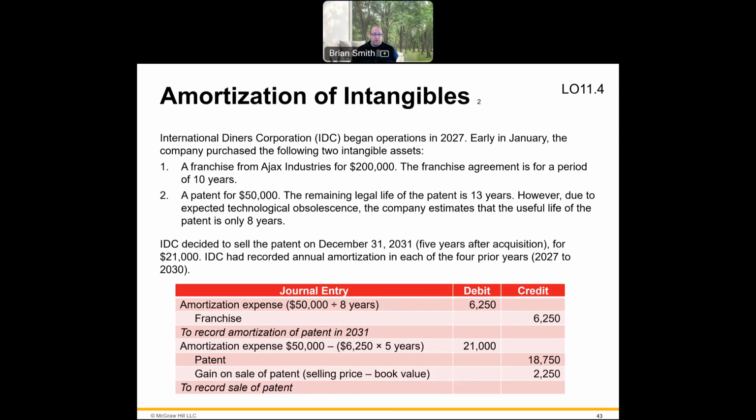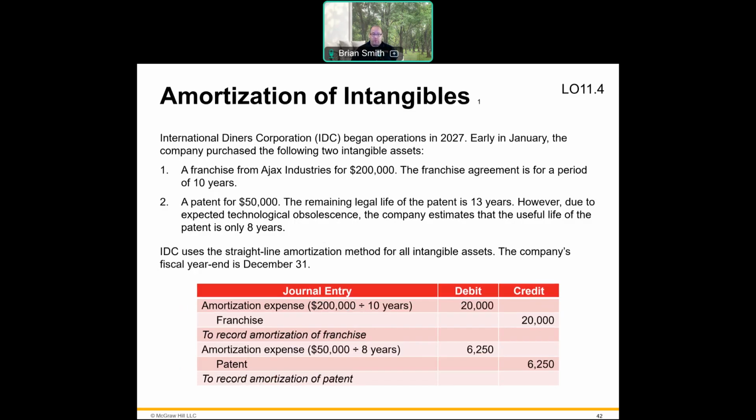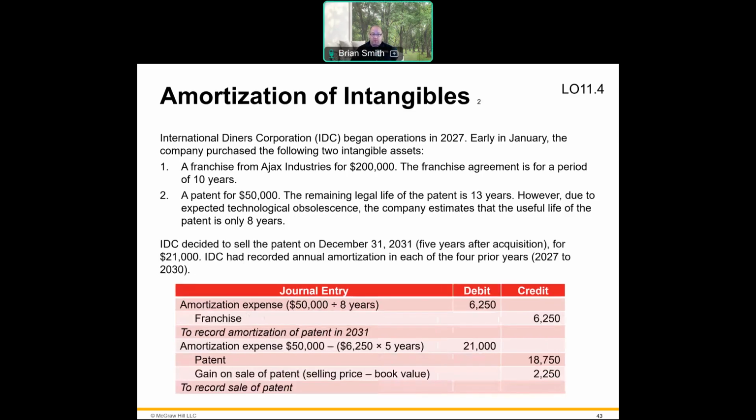Here's another example. Oh, here we're selling the patent. So we're going to credit the patent, because remember, we're actually reducing the patent when we amortize it. So whatever the amount left is in that account, we're getting rid of, and we're recording the amortization expense in the amount of the patent.